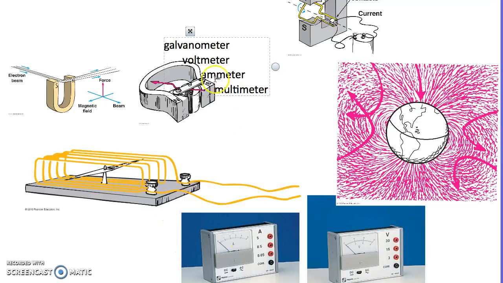But a galvanometer is just anything that detects electric current. In particular, you can have voltmeters, ammeters, and you could also have an ohm meter to measure resistance. But nowadays we usually use a digital multimeter that just has a little dial and allows you to pick which of those you want to measure.